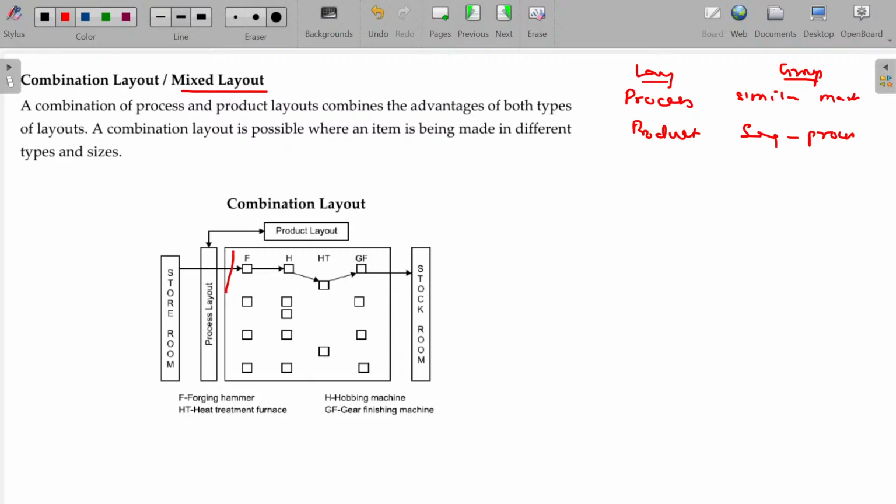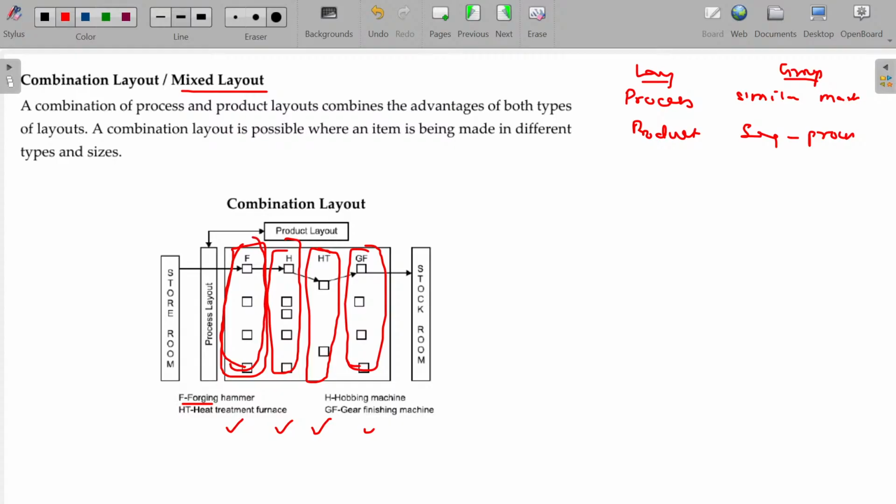Now, if you think this way, this is forging hammer. F represents forging hammer. H represents hobbing machines. HT represents heat treatment furnace. GF represents gear finishing machines. This will be a process layout. Is that clear? Because in this particular department, this particular group will be for forging hammer only. All the forging hammers are available in this particular department.